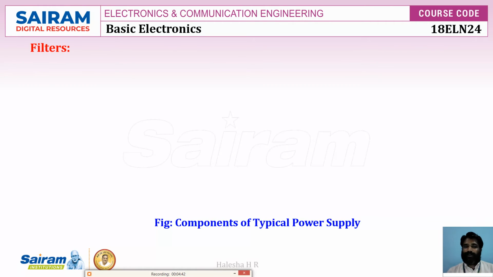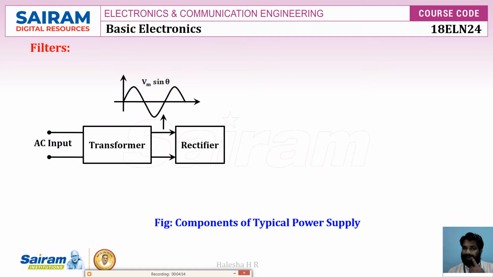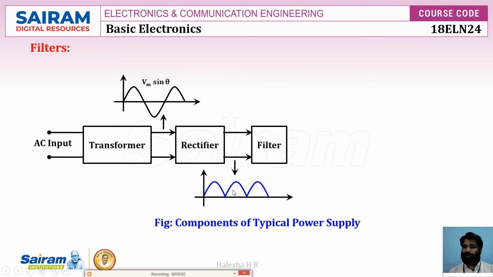Okay. The components of a typical power supply are, first, the transformer, to which we apply the AC input. The transformer output is applied to the rectifier. This is the rectifier output for a full-wave rectifier, and then this rectified output is applied to the filter.